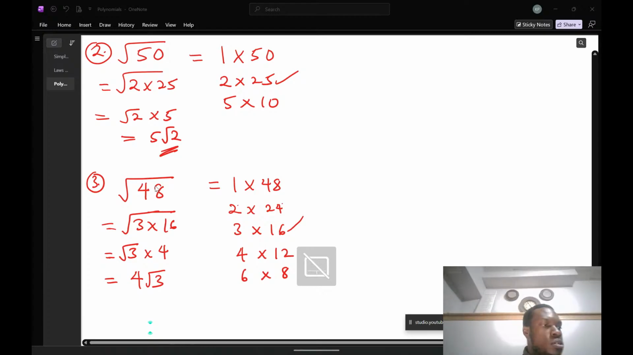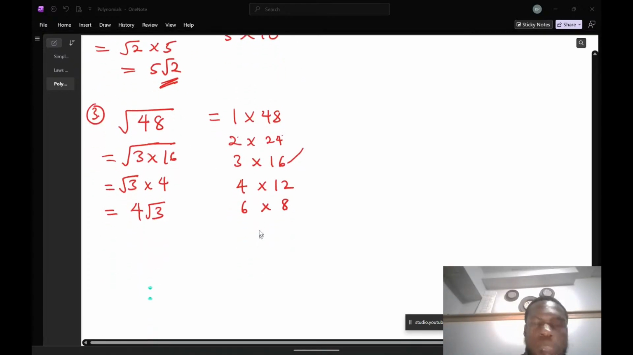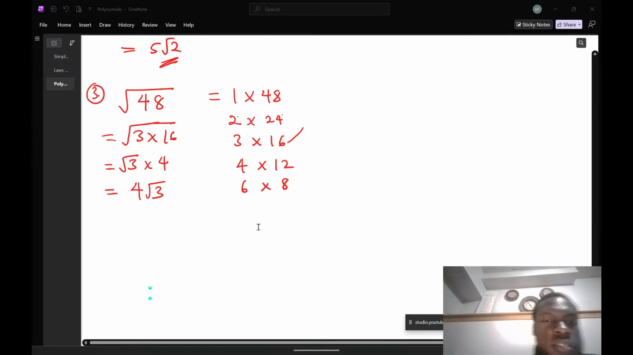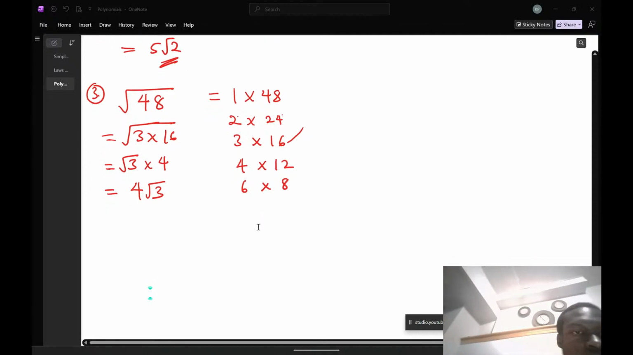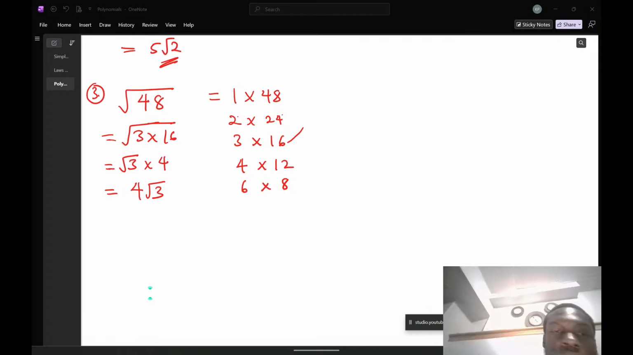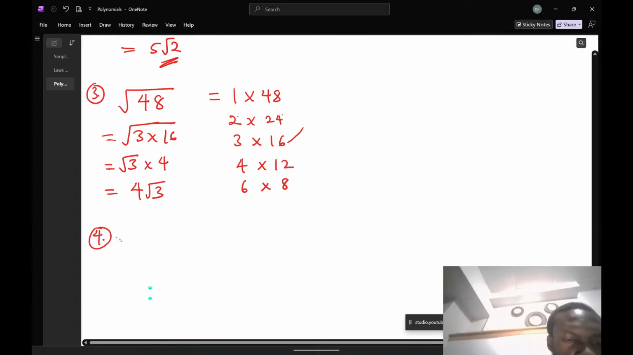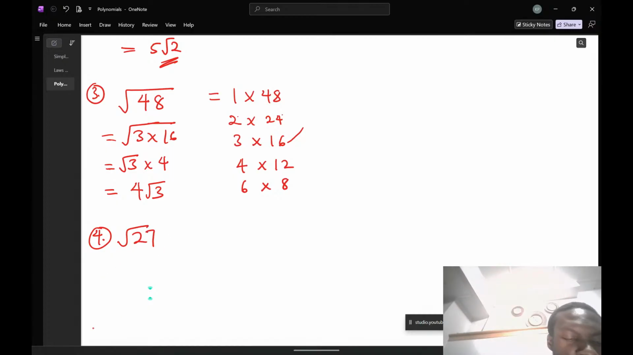Okay. So now let me do another one. Let me do root 75. The square root of 20. Let me do the square root of 27. The square root of 27. Then I will do the square root of 75 somewhere. Let me just keep it somewhere else.